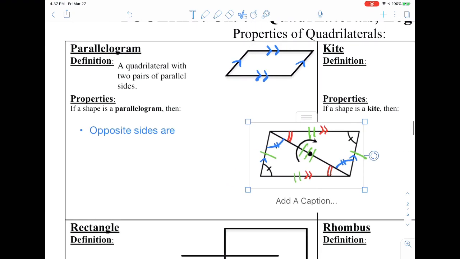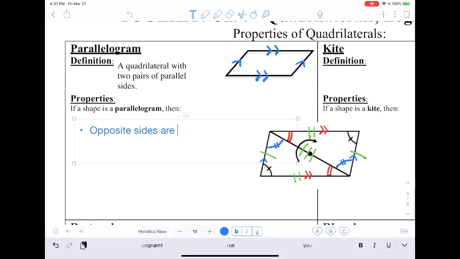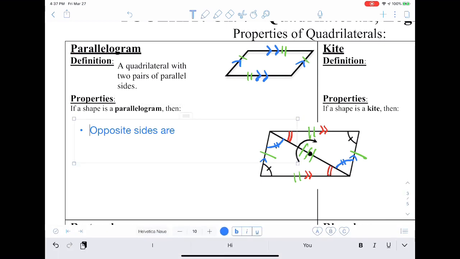So here we see if a shape is a parallelogram, then opposite sides are blank. We know they're parallel, but what else is showing to be true about the opposite sides of a parallelogram? Hopefully you're looking at those green tick marks, and we're going to add those up here. Remember, those tick marks mean these sides are congruent. So opposite sides of a parallelogram are not only parallel, a special property is that they are also congruent.